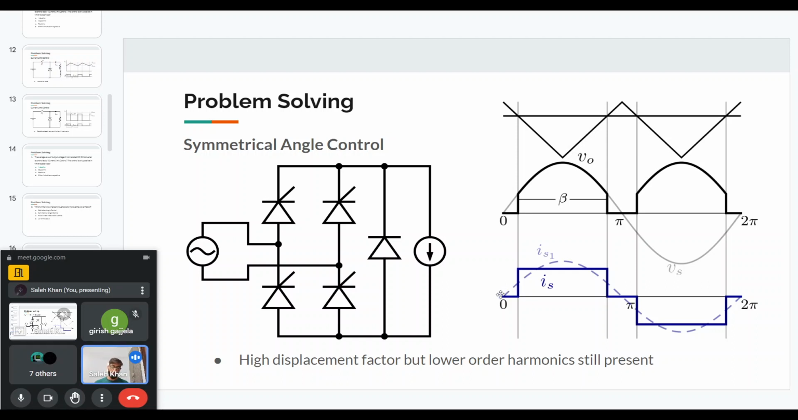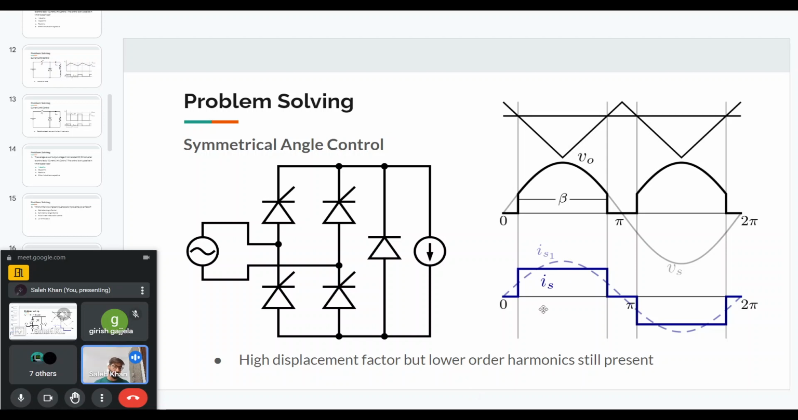The lower order harmonics are those which are closer to the fundamental: the third harmonic, fifth harmonic, seventh harmonic, and so on. While the higher order harmonics are those at a much higher frequency than the fundamental. So in this kind of current, we have significant amplitude of lower order harmonics.